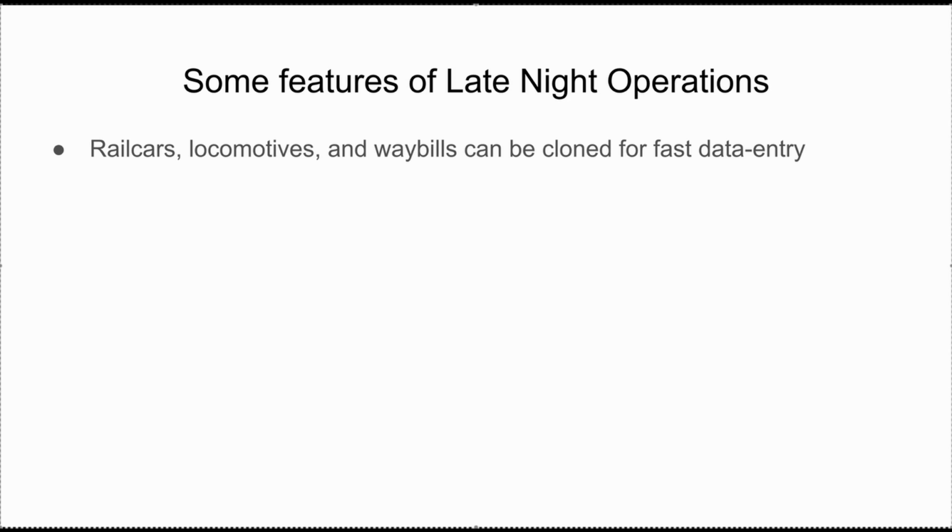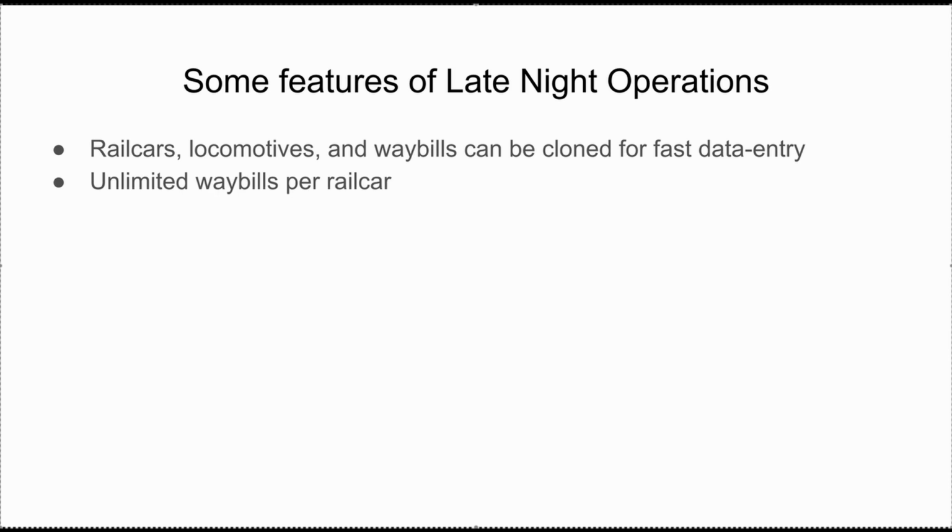Railcars, locomotives, and waybills can be cloned for fast data entry, especially for waybills. So I didn't want to have to write the same waybill over and over and over for a whole bunch of different railcars. So I have developed a way that I can insert one or many waybills for a single railcar, be able to clone that across any number of railcars, even the same railcar, as many times as I want.